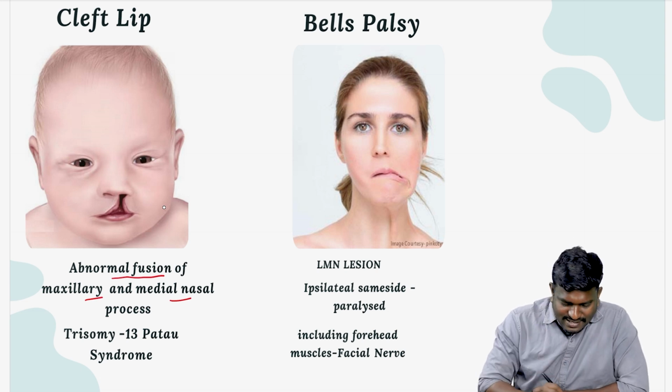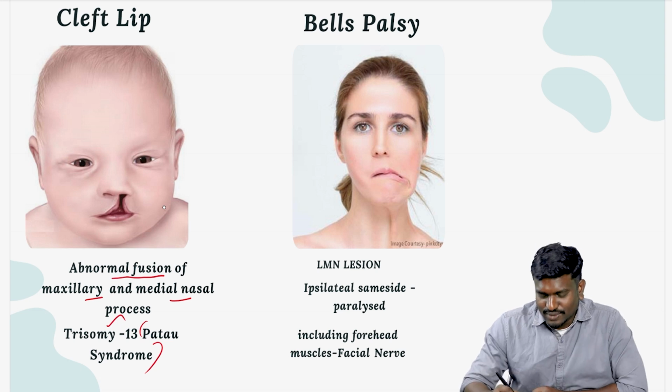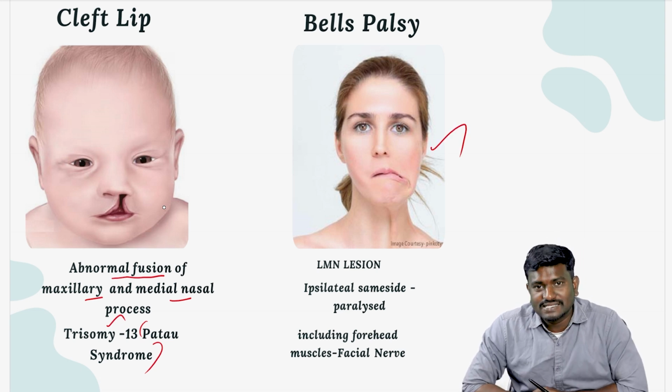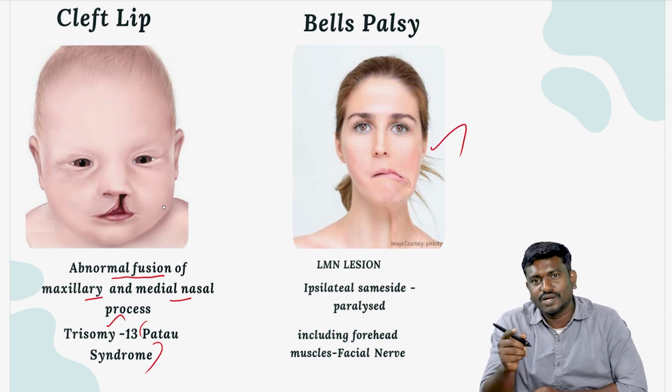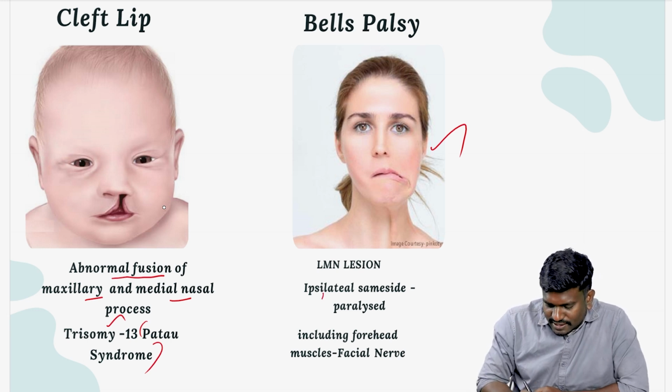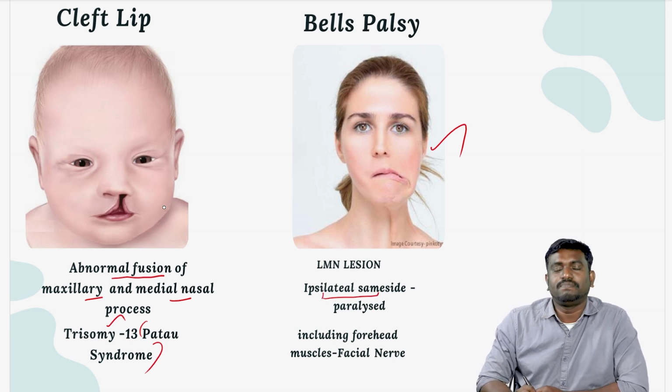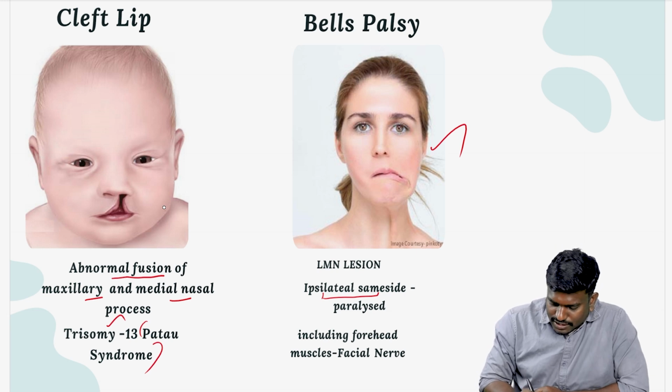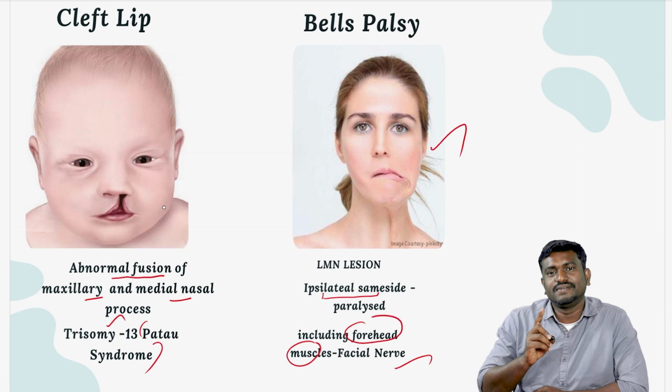It is seen in where? Trisomy 13, which is going to be Patau syndrome. Yes. Look at the image here. This is going to be what? Bell's palsy. It is a lower motor neuron palsy lesion. It is going to be involvement of what? Ipsilateral, same side paralysis. Now remember, it includes the forehead muscles and also facial nerve.